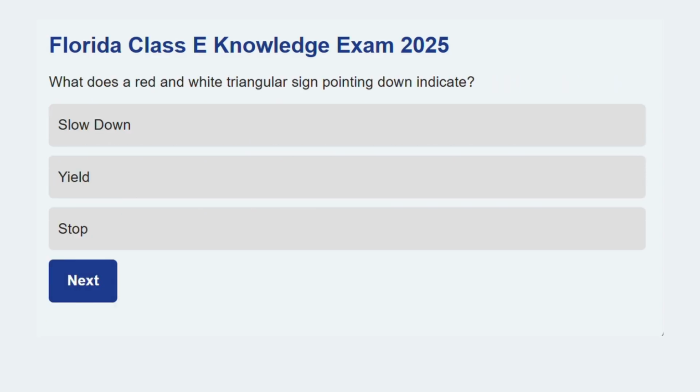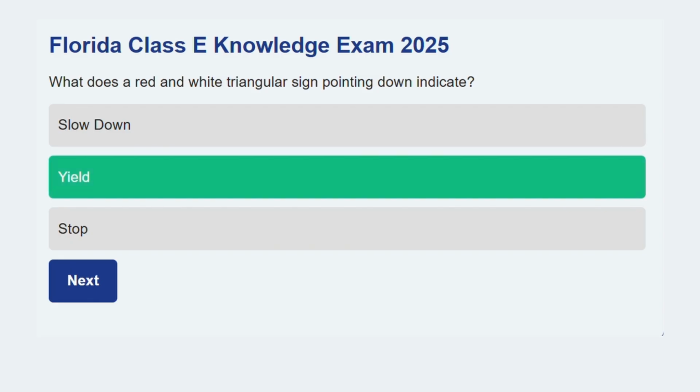On to the next topic. What does a red and white triangular sign pointing down indicate? Yield. The downward pointing triangle is the unique shape of a yield sign.